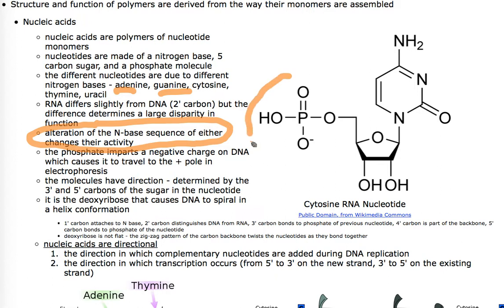The phosphates here, they do something else that's important. You see that little negative charge there? The phosphates actually impart a negative charge to the nucleotide, and that's the reason why DNA migrates from the negative pole to the positive pole. It's repulsed from the negative pole and attracted to the positive pole in electrophoresis.